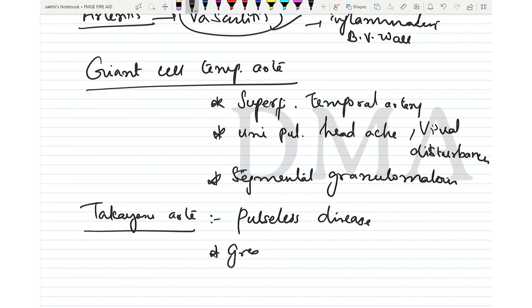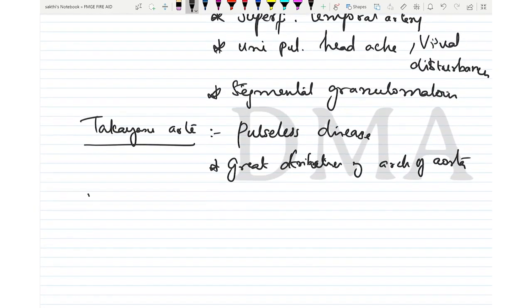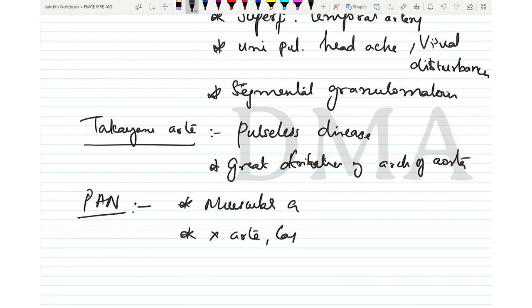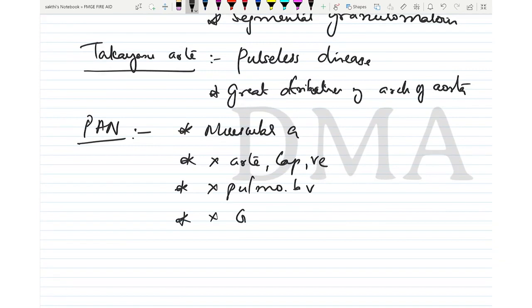Next most important is polyarteritis nodosa. Remember, it involves medium-sized muscular arteries. It will not involve arterioles, capillaries or venules. It will not involve pulmonary blood vessels. It will not cause glomerulonephritis. It is associated with the presence of HBsAg antigen. There is fibrinoid necrosis occurring in polyarteritis nodosa.